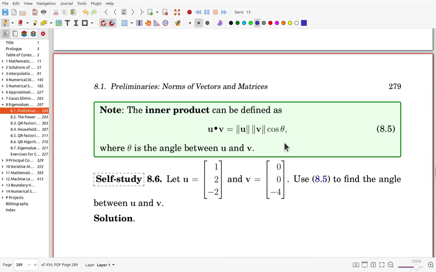A well-known and frequently used formula is this one. The dot product of two vectors can be obtained in this way: the product of the norms of each vector times cosine theta. Theta is the angle between the two vectors. And you may try to solve this example.